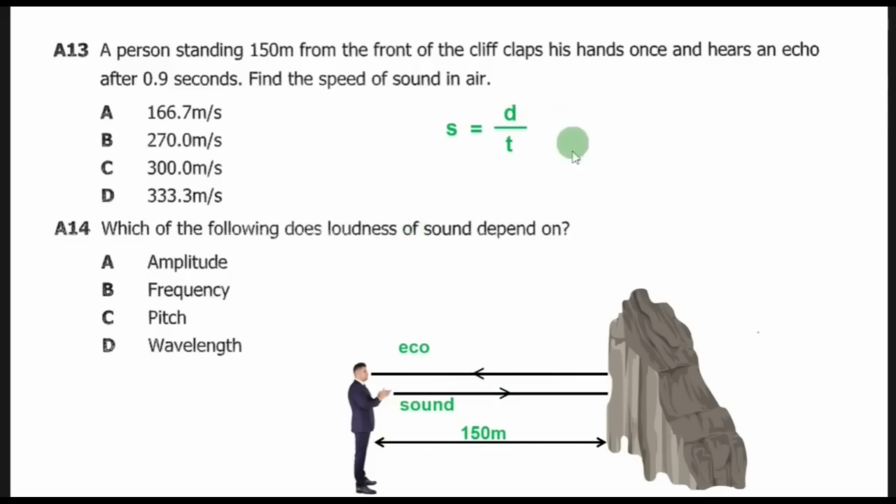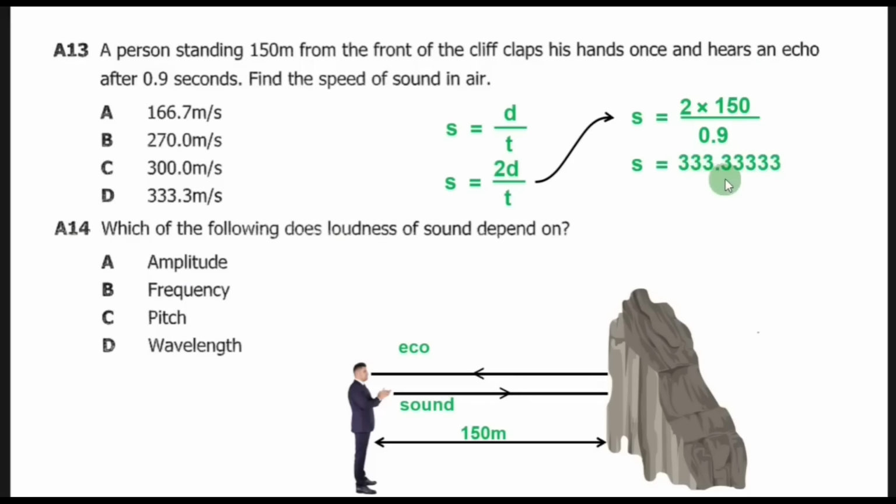So you say this formula changes as the speed is equal to 2 times d over time. Then now you take it here, you say speed is equal to 2 times distance, which is 150 here, over time, which is 0.9 seconds. So when you evaluate everything, you'll find that you have 333.333 like that, which you can round off to one decimal point. So it will be 333.3 meters per second, which will mean that the correct answer is D here.